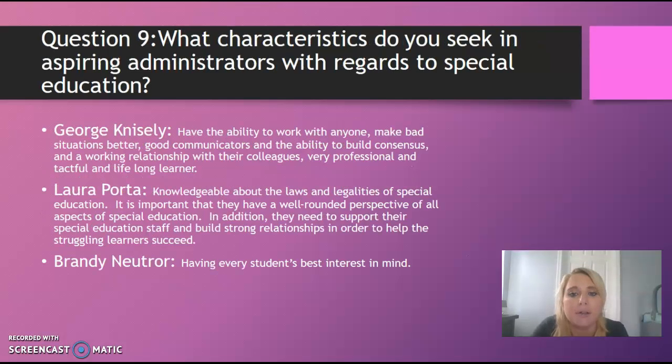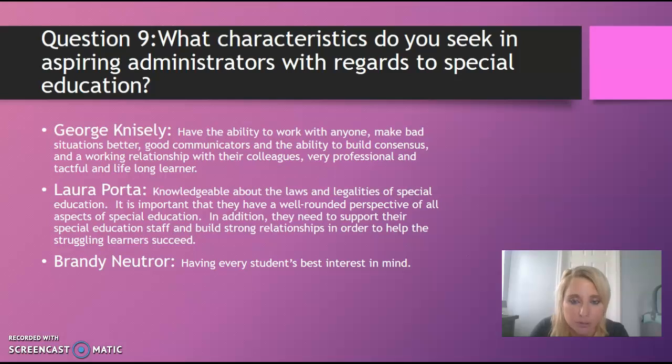Question 9, what characteristics do you seek in inspiring administrators with regards to special education? This was the final question. George Nisley, the principal, he mentioned just being a good communicator and to build relationships that are professional and long-lasting.